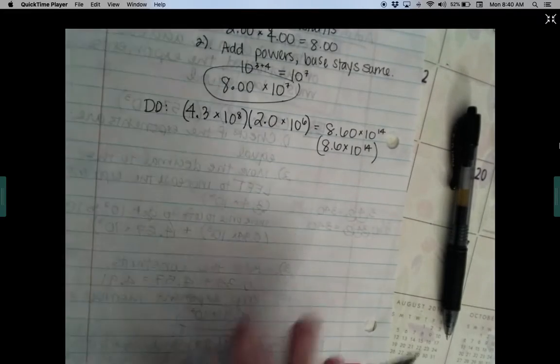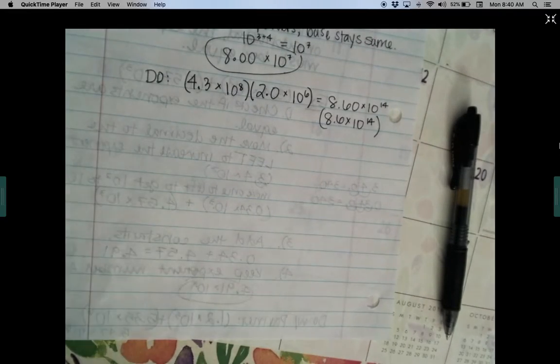Yeah. Show me with your fingers. 1, 2, 0. Sorry, 1 or 0, 2, 0, 0, 0. All right, I see all zeros, so I'm going to project my answer. I got 8.6 times 10 to the 14th power.